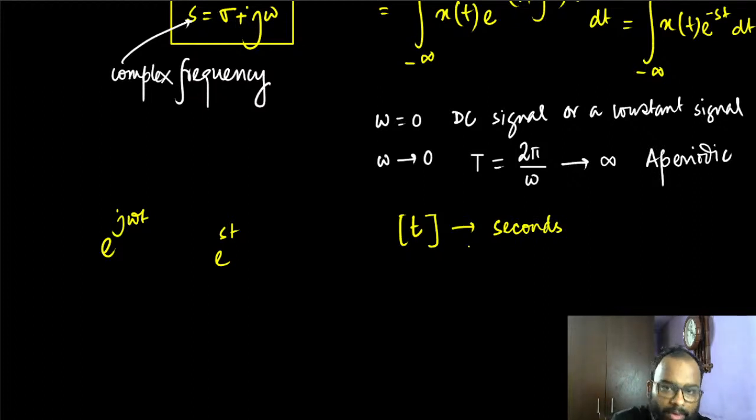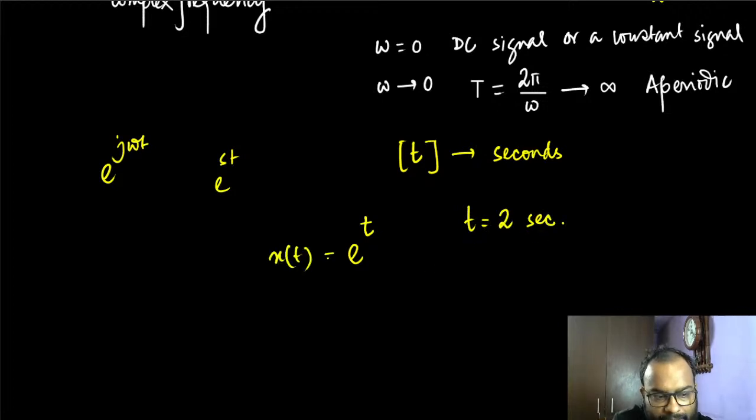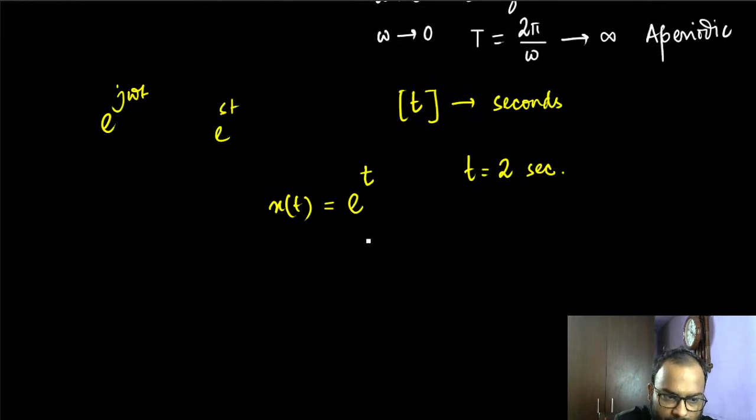But try to understand one thing. Since seconds is a dimension, a quantity with a dimension, not a dimensionless quantity, if I write x(t) equal to e to the power t without any regard for dimension, then there is a small problem. For example, if t is 2 seconds and I just mention x(t) is equal to e to the power t, there is a problem with this expression.